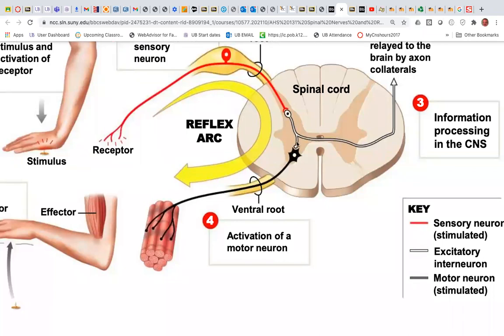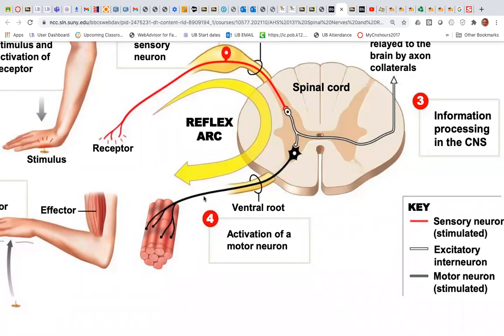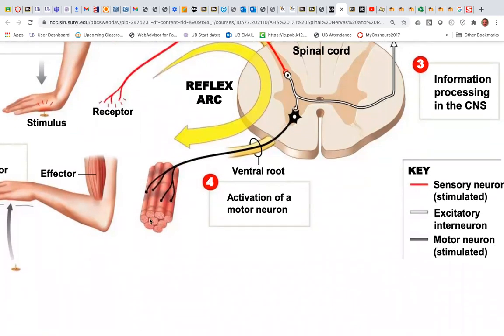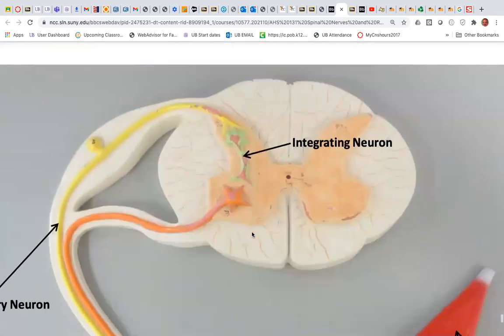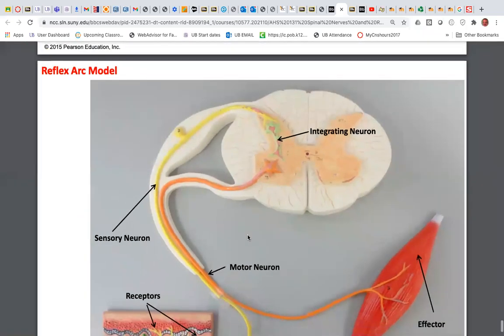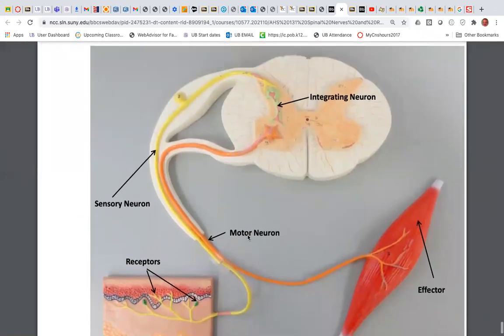The interneuron relays the information that it got from the sensory neuron. It sends it out through the ventral horn, gray matter, ventral horn, sends it out through the ventral root, and this is a motor neuron. And it's going to send it to its final destination called the muscle, which is the effector. So the 5 different parts to a reflex arc.